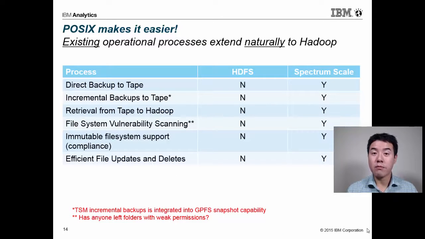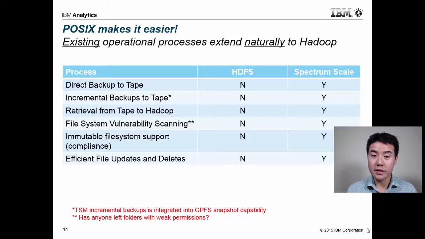And here's even more benefits for POSIX. Existing operational processes extend naturally to Hadoop. Think about things like, how do I back up to tape directly? Can I do incremental backups? Because this is big data. Do I really want to back up everything all the time? How do I retrieve from tape directly to Hadoop?